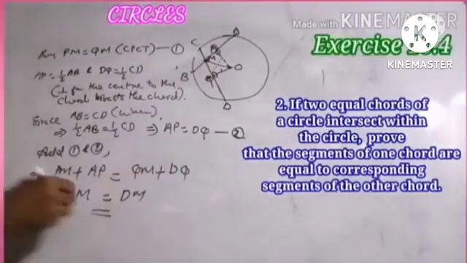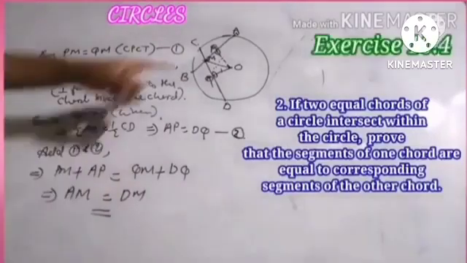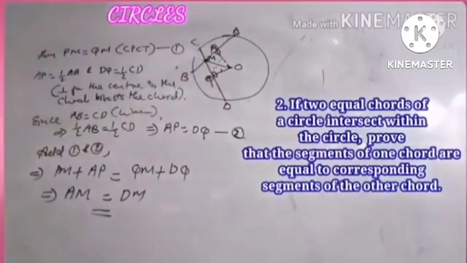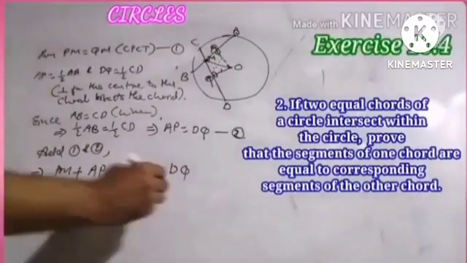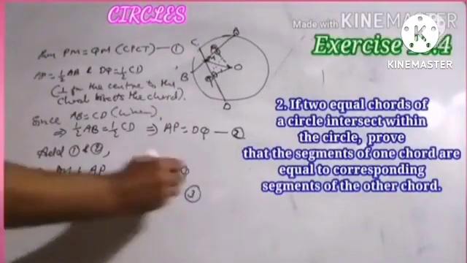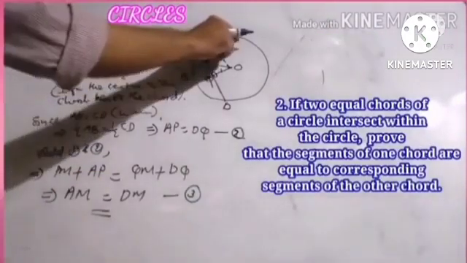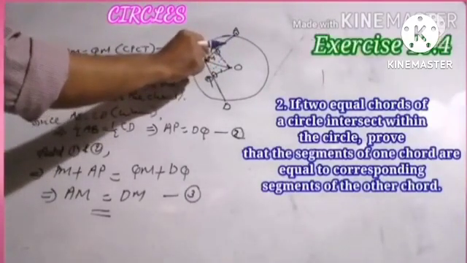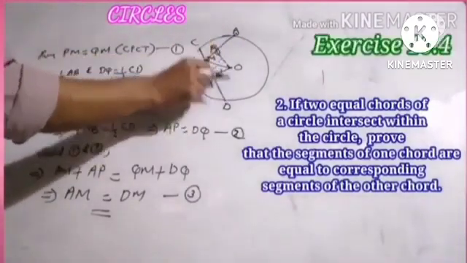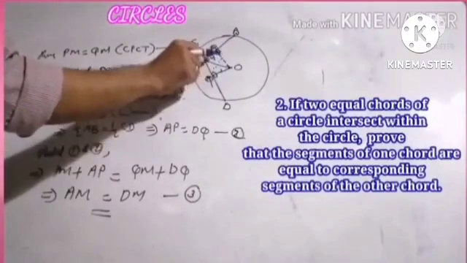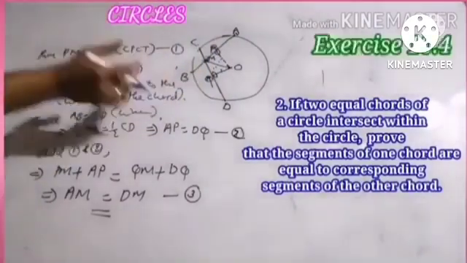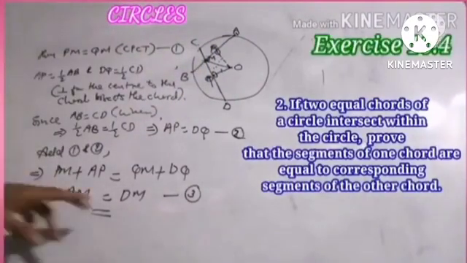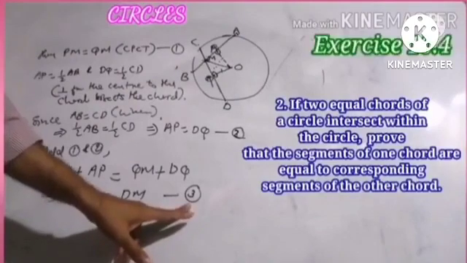So the first part is done: to prove AM and DM are equal. Let it be equation number 3. Here we added because to get AM, AP and PM should be added, and to get DM, DQ and QM should be added. That is why we added 1 and 2. Now let's write this equation as 3.